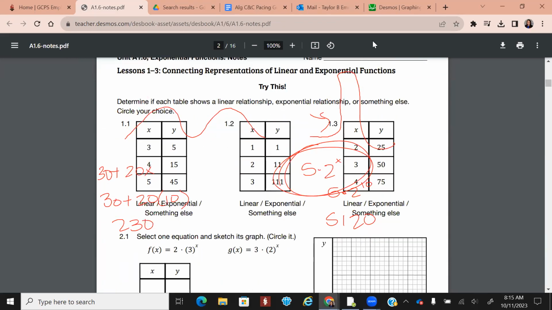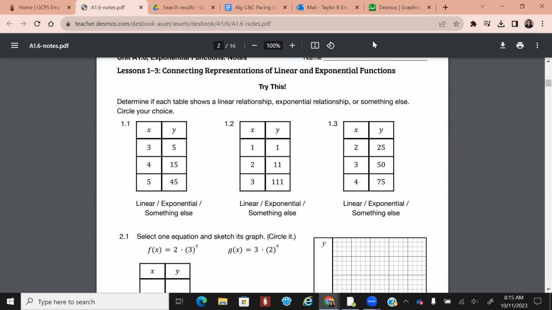Go ahead and flip over the page. I need you to be able to tell the difference between linear, exponential, or quadratic. All right, let's lock in. Ready? Okay, how do we tell the difference between linear and exponential?